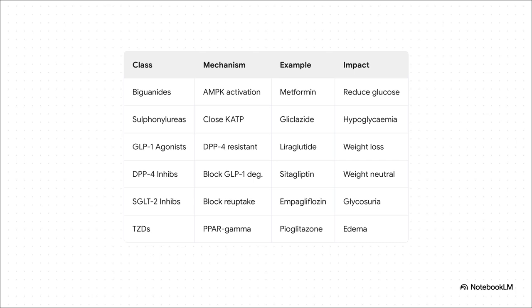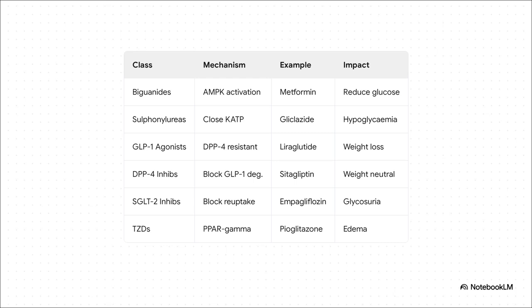Next, sulfonylureas. They bind the SUR1 subunit, which closes the KATP channels. This forces a calcium influx, stimulating insulin release. The clinical impact of that? A strict hypoglycemia risk. Then, GLP-1 agonists like exenatide and liraglutide. They are DPP-4 resistant, and you must note the LEADER trial.